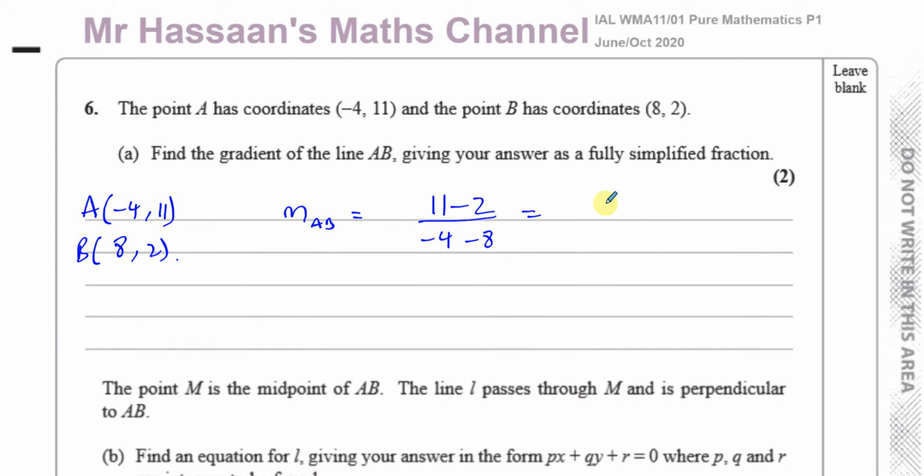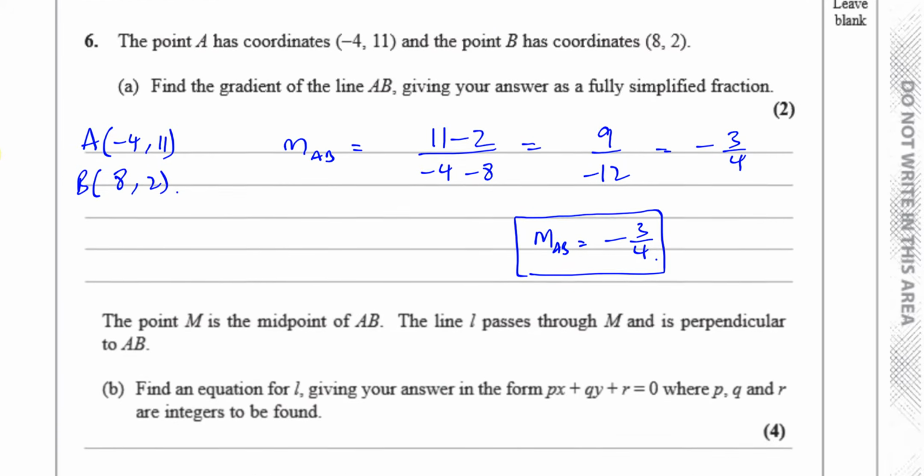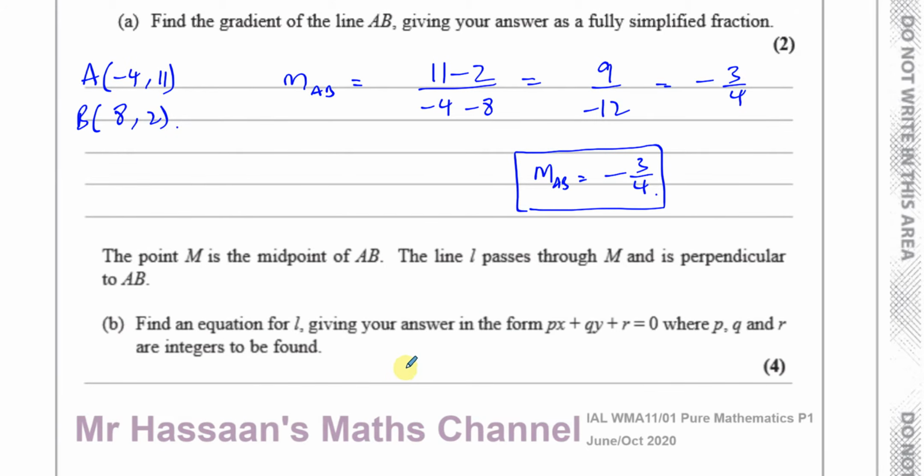That's going to give you 11 minus 2, which is 9, and -4 minus 8, which is -12, which is -3/4. So the gradient of the line AB is equal to -3/4, and that's the answer to part A. Okay, now part B. Let me just write down the coordinates here. A is (-4, 11), and we got B as (8, 2). Okay, just write them down there.